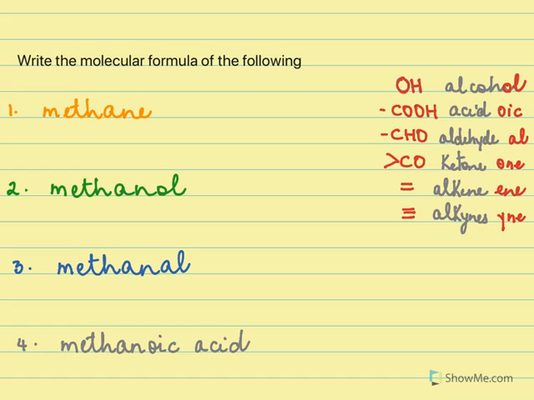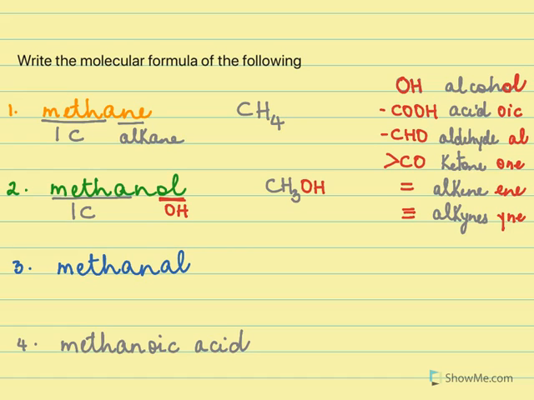Now for this first one, it's given methane. Meth means one carbon, ane means it's an alkane. So one carbon alkane, the formula is CH4. Now next is methanol. Because it is OL, it's an alcohol, so it is OH, and meth means one carbon. It's a one carbon alcohol. So CH3OH will be methanol.